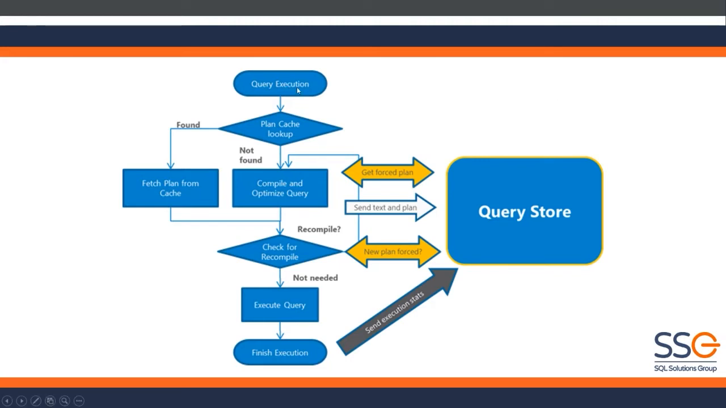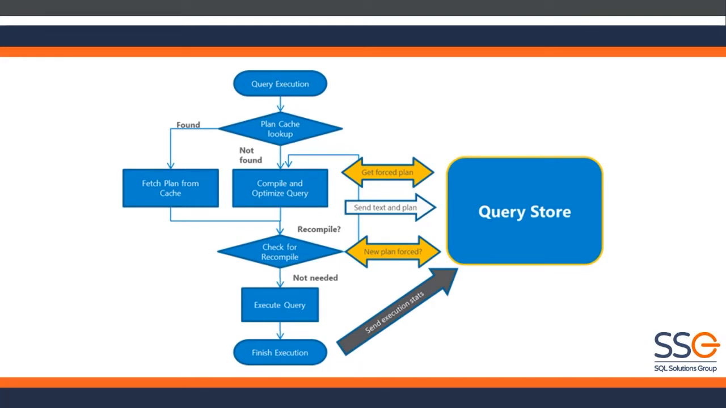So we start all the way up here at query execution, and then it goes through the plan cache, says, hey, do I already have this? Is this something that's already in the cache? And again, whether or not it's found, right in this section, it's sending those metrics of the plan text and the query execution plan over to Query Store.